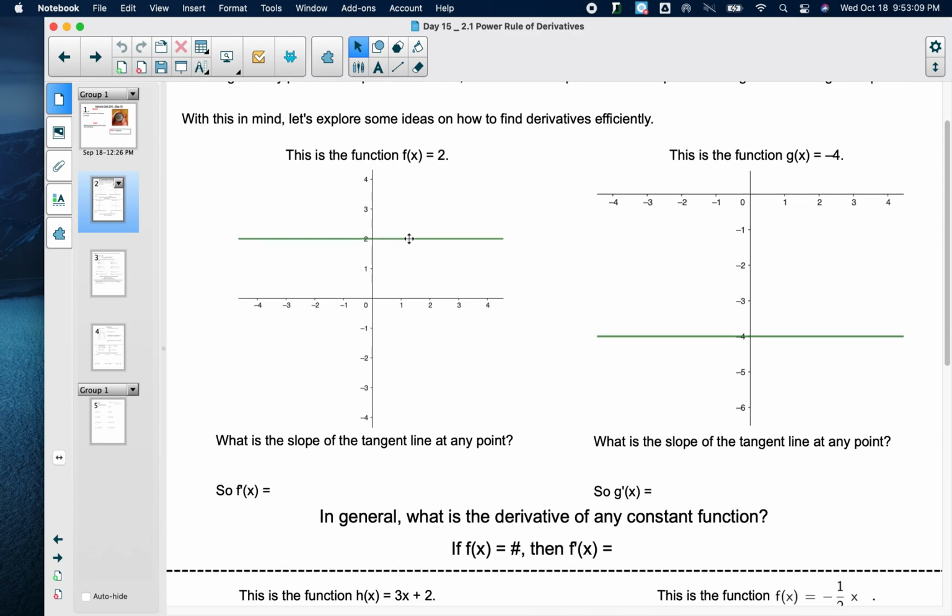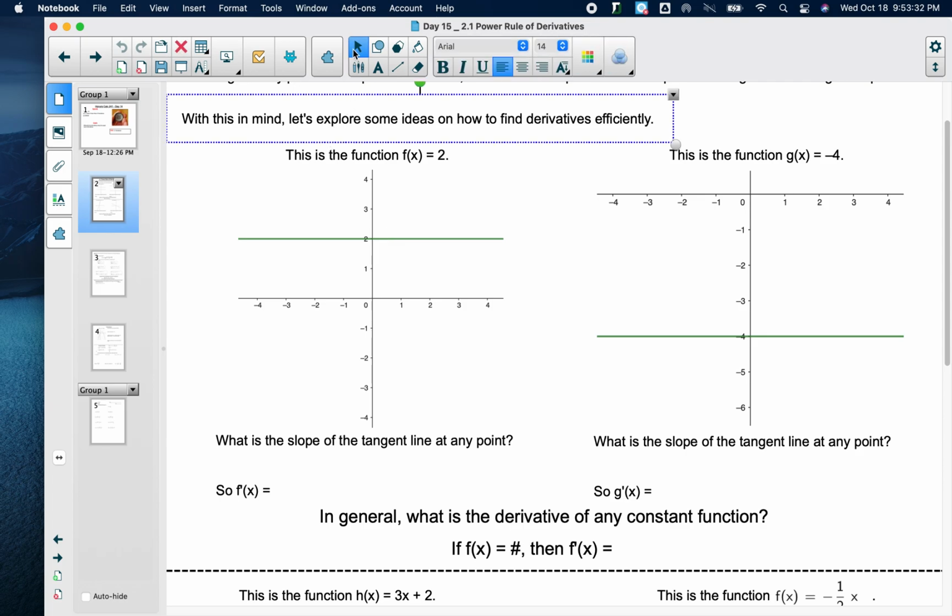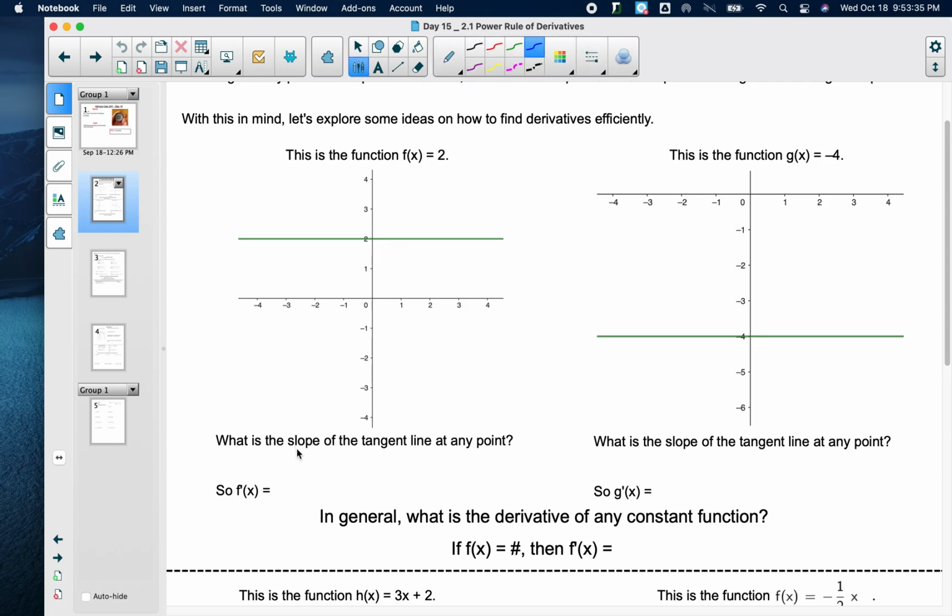We're going to start with some constant functions. This is the function f of x equals 2. What is the slope of the tangent line at any point? If I drew the tangent line here, it would just be the flat line. If I drew it there, it'd be the flat line, and so on. What is the instantaneous rate of change? It's just the slope of the line, and the slope of the line there is 0. So f prime of x, the derivative of 2, or the velocity function, would be 0.